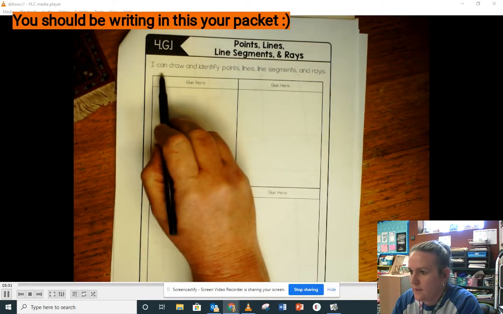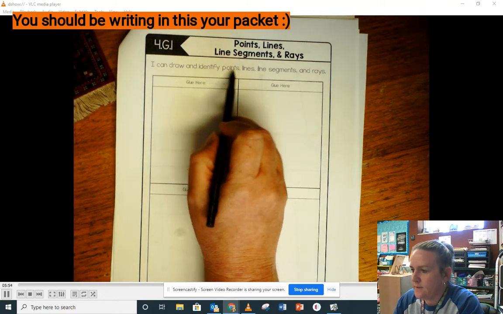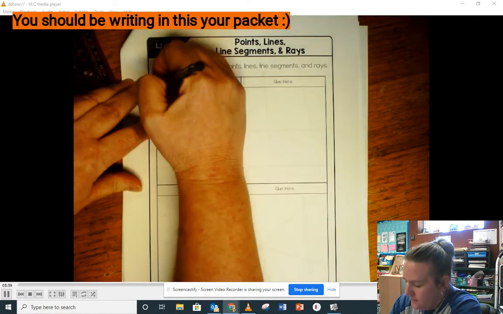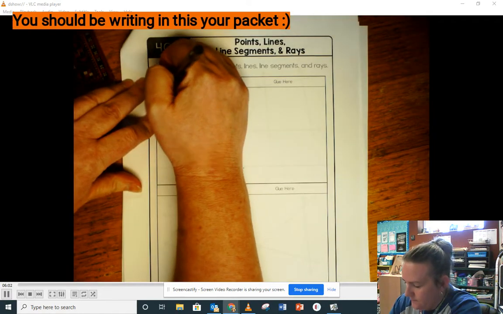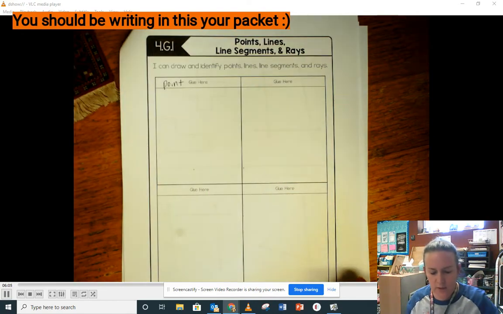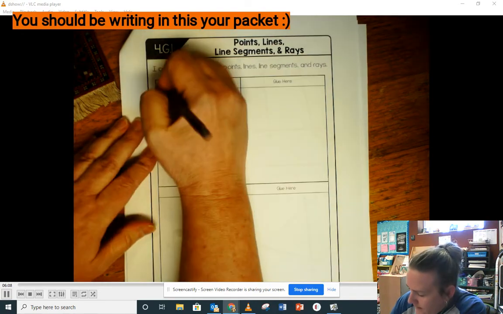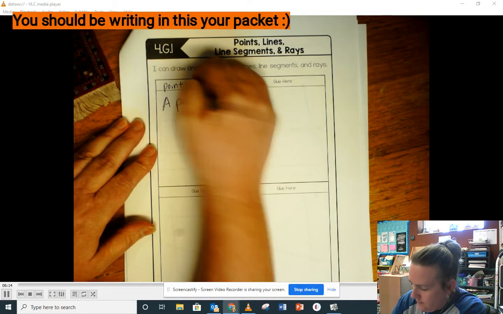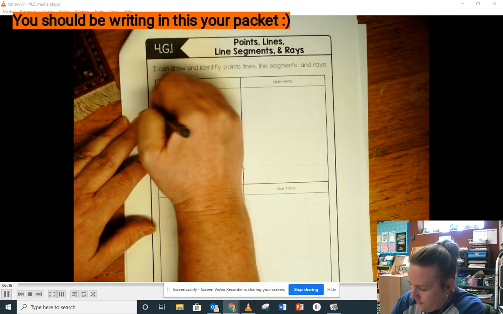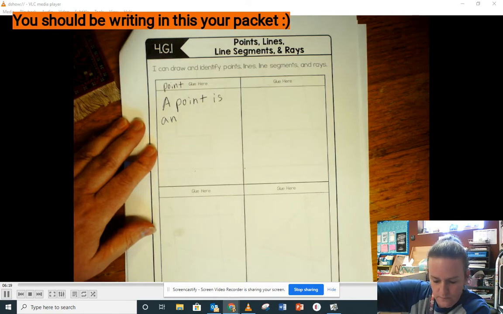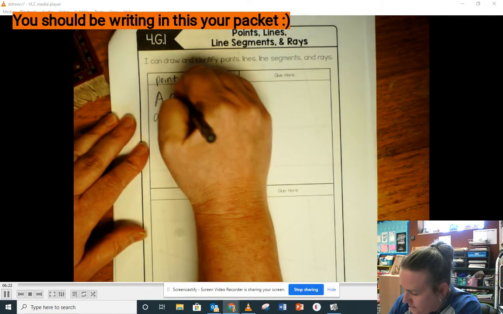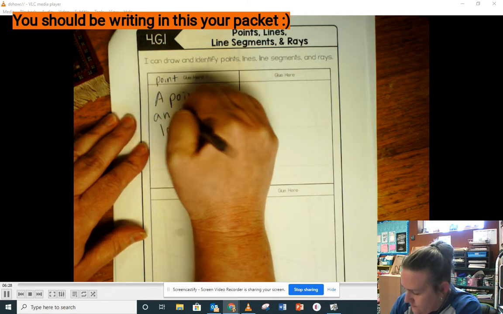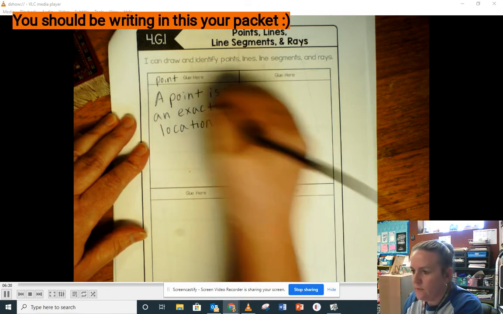I can draw and identify points, lines, line segments, and rays. So the first one we're going to start with is a point. What is a point and how do we draw it? A point is an exact location. So you should be writing this down with me.